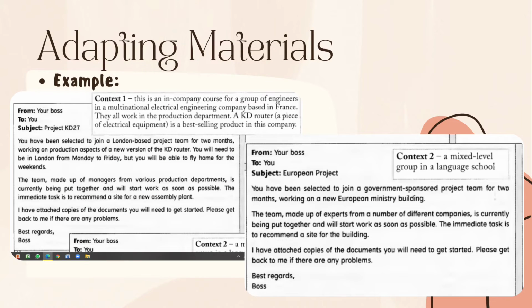In this example, the first context is an in-company course for a group of engineers, and the second context is a mixed-level group in a language school. This example shows how vocabulary has been altered for learners in different contexts.